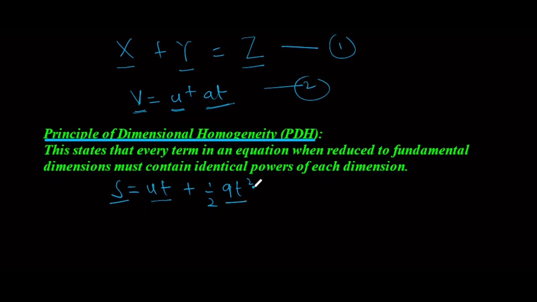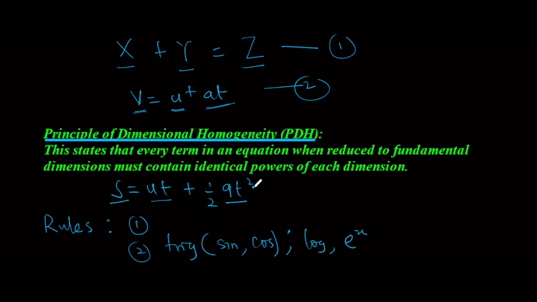At squared. Now, there are two rules guiding this principle. The first one is what we have discussed: for the principle to be obeyed, or for an equation to be dimensionally consistent, all the terms must have the same units and dimensions. The second rule says that if there is a presence of trigonometric functions such as sine, cosine, or logarithmic functions, or exponential functions, then their dimension must be equal to 1. That is, they must be dimensionless.